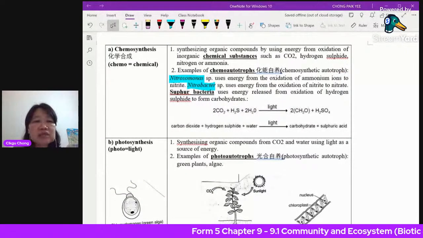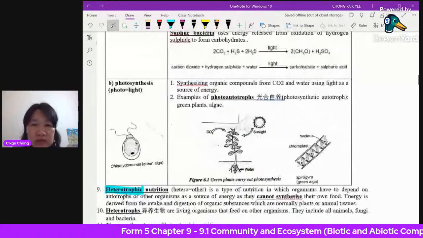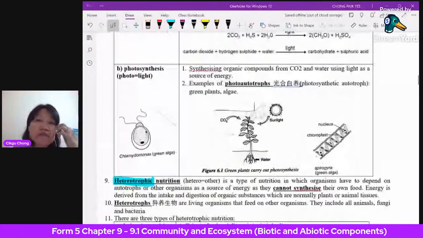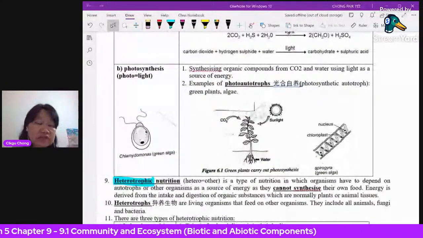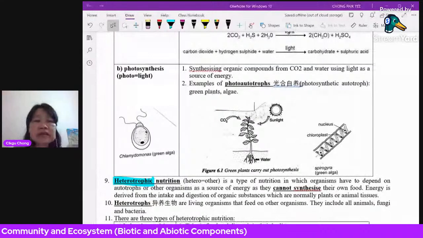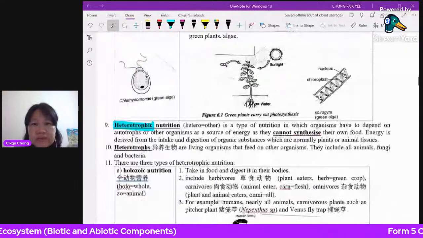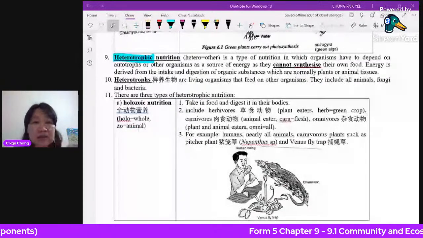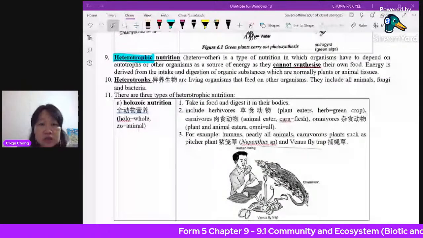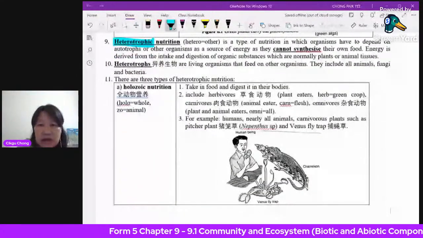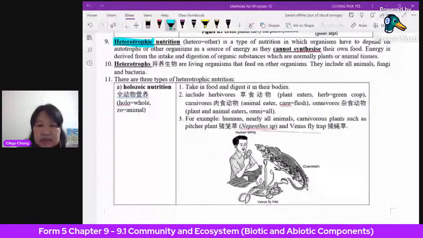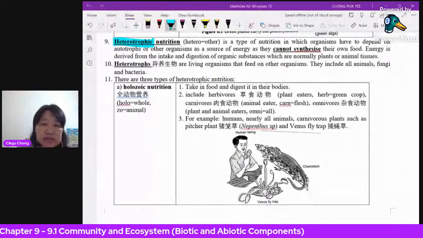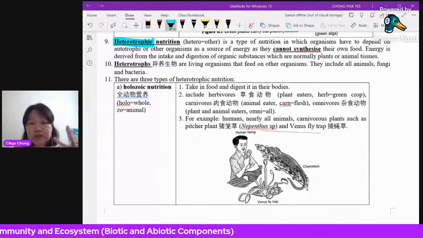Next one is photosynthesis. I'm sure you commonly know this. These are all examples which have green color. We have this chlorophyll. Then heterotrophic, which I mentioned earlier, they cannot synthesize their own food, so they must get it from other organisms. There are three types: holozoic. All the human beings, this chameleon, even alligator, whatever, Venus flytrap. Venus flytrap got two. Don't forget, they're also green.